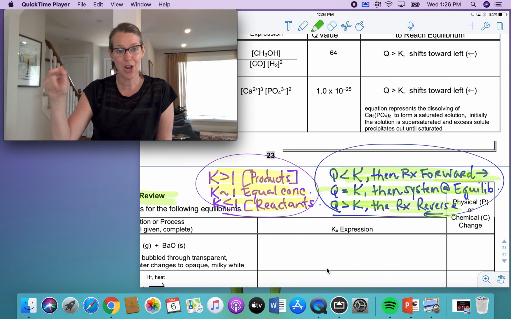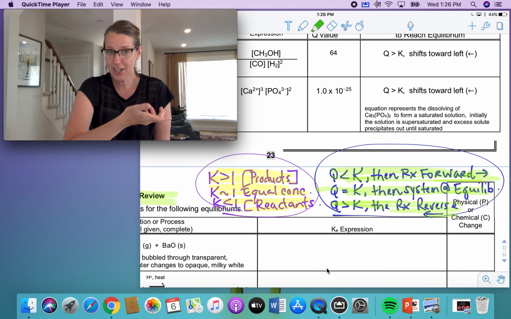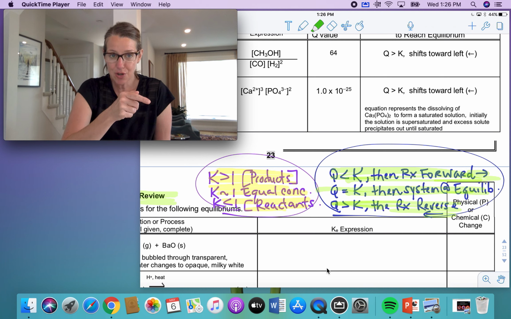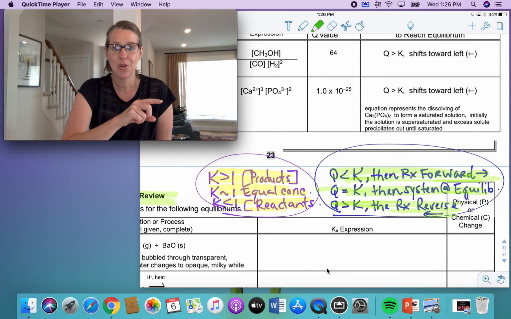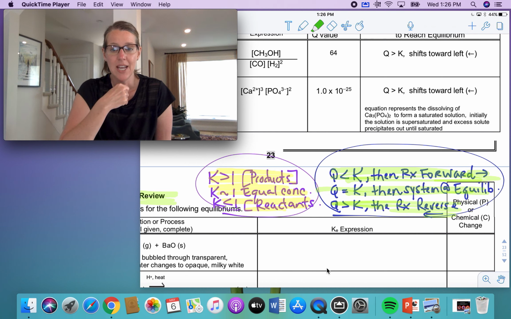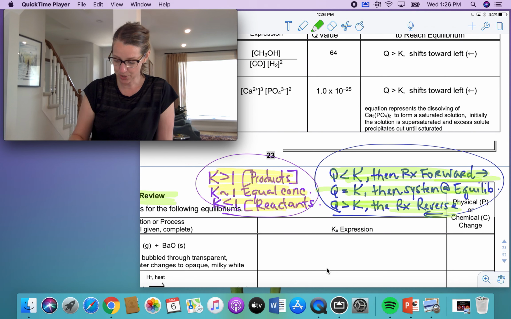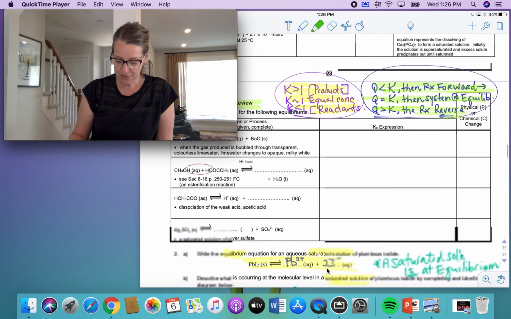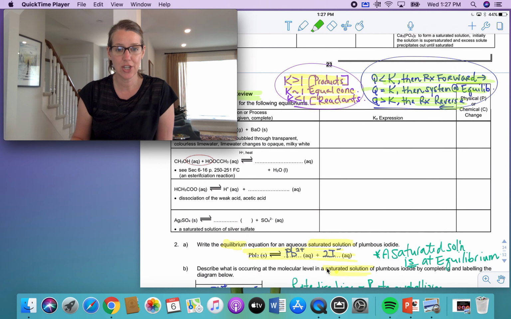And then if you don't know if it's at K, you've got to figure it out. If the Q value, which is the reaction quotient, is less than K, then you know mathematically that the reaction is going in the forward direction. If Q is equal to K, then your system is at equilibrium. And if Q is greater than K, your system is going in the reverse direction to get to equilibrium. It hasn't reached that point yet. Okay, so you're going to be looking at the first 4 here. Go ahead and fill these in and then check your solutions.